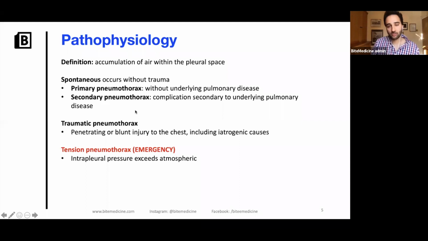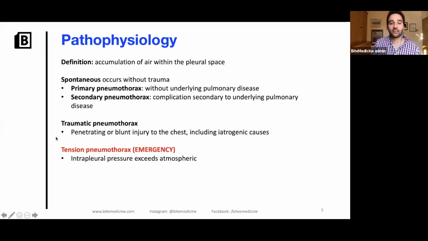A secondary pneumothorax, on the other hand, is normally in slightly older people and as a complication of underlying lung disease. So like we were saying, things like cystic fibrosis, asthma, COPD. Make sure you have that in your head, how you differentiate primary from secondary. We then have traumatic pneumothorax, so often following penetrating or blunt injury to the chest. But then also don't forget about those iatrogenic causes as well. Things like line insertions can also cause trauma and result in a pneumothorax.